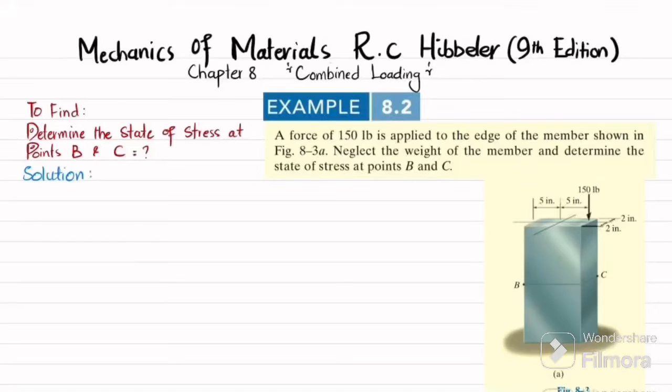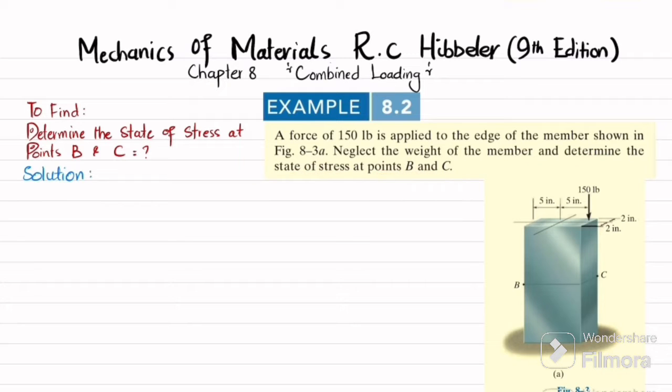Come back. In this video, we are going to solve example 8.2 that is taken from chapter number 8, combined loading, and the book name is Mechanics of Materials by R.C. Hibbeler, 9th edition. So the statement is: a force of 100 pound is applied to the edge of the member shown in figure 8.3a. Neglect the weight of the member and determine the state of stress at points B and C.